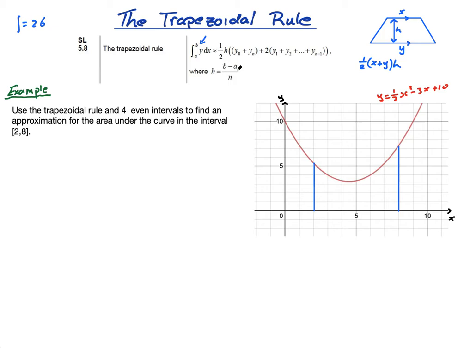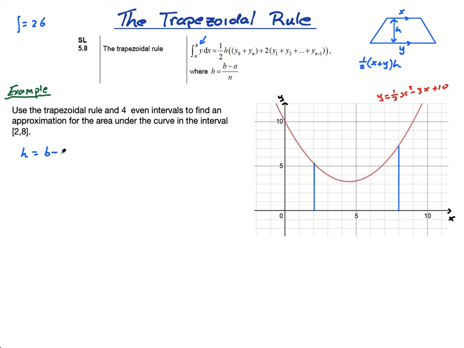But the height, because it's the distance between the parallel sides, is actually going to be going this way. So if I did two trapezoids, my height would be 3. It'd be this height here. The way we get the height, h, is we first see how many trapezoids he wants. This question says, use the trapezoidal rule and 4 even intervals to find an approximation for the area under the curve in the interval 2 to 8.